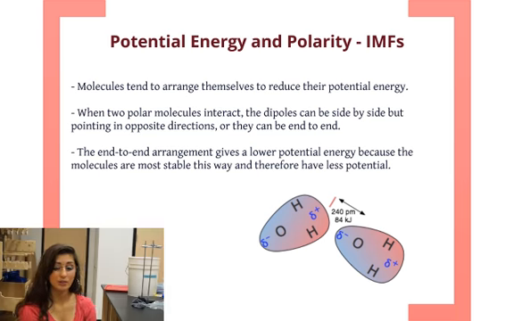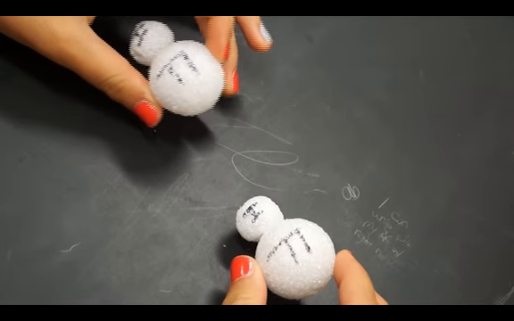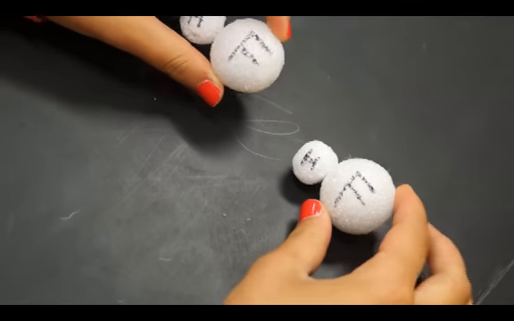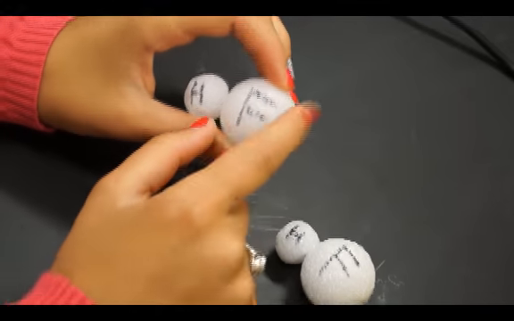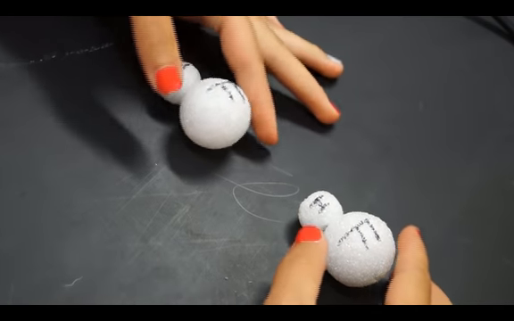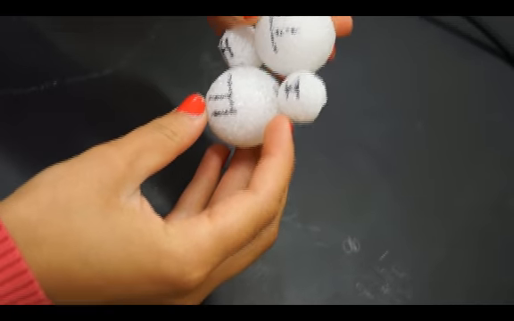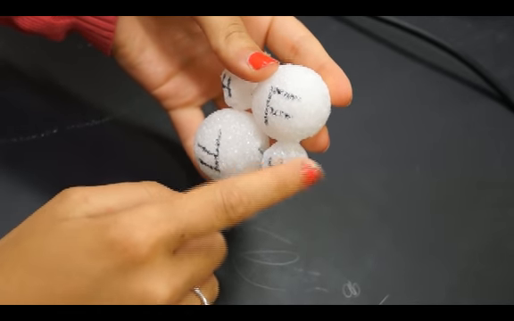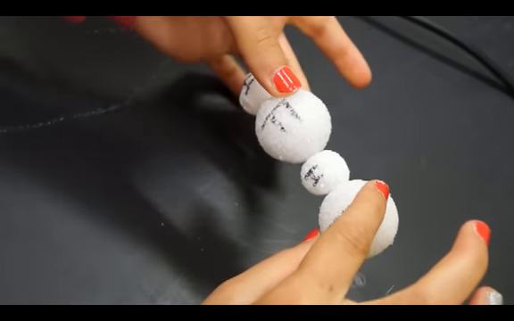Molecules tend to arrange themselves in order to reduce the potential energy. Polar molecules can line up either side by side or end to end, where the dipoles are not touching each other and therefore there's no repulsion. The end-to-end arrangement reduces the potential energy the most because the molecules are more stable this way. Here we have two polar molecules, hydrogen fluoride and hydrogen fluoride. The fluorine side is more negative and the hydrogen side is positive because fluorine is more electronegative. When they arrange themselves, they can either arrange themselves side by side, where the positive side is attracted to the negative side, or end to end.